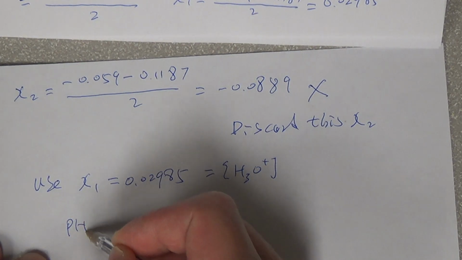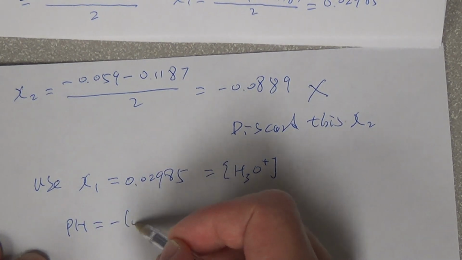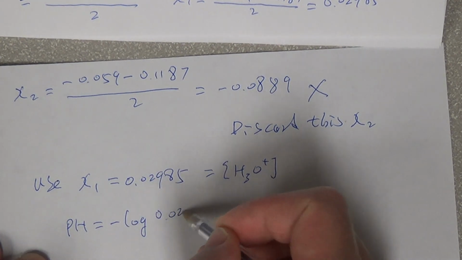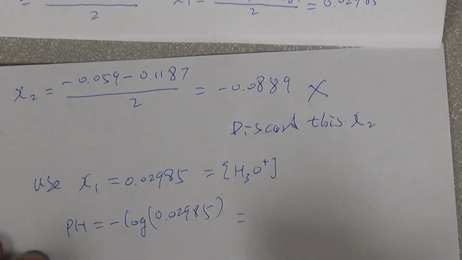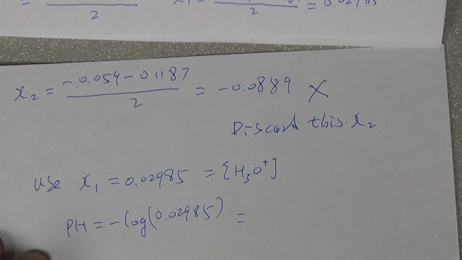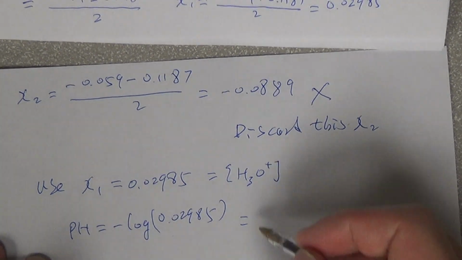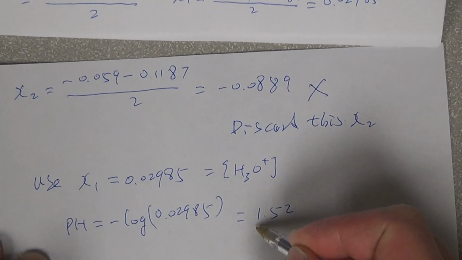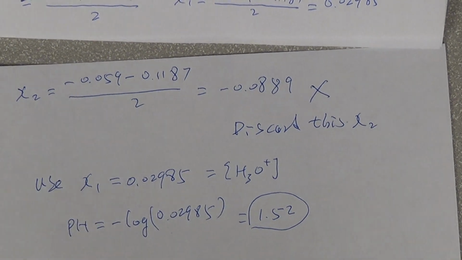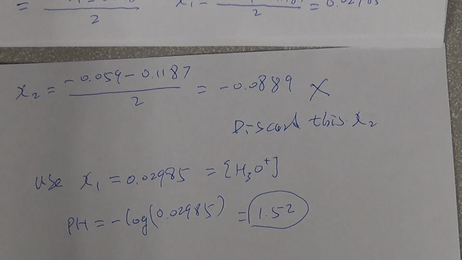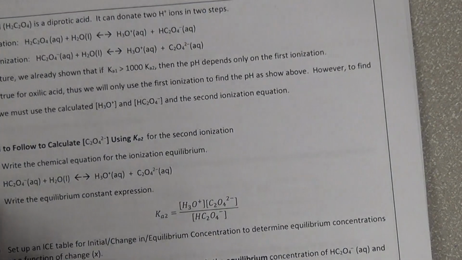So therefore, we will just use this number to calculate the pH. So we will say pH equals negative log 0.02985, this number, and that becomes 1.52. So that's our number for pH. The second part of the question is to find out the concentration of the oxalate.